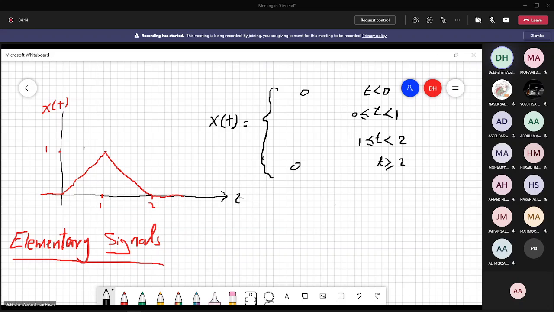Okay, so here, what is the equation of this one? So the y-intercept equals 0 and the slope of this line equals 1. So then it is 1 multiplied by t plus 0, which is equal to t. Okay, the slope of this line is minus 1. And we have the x-intercept, so then it is minus t minus 2.